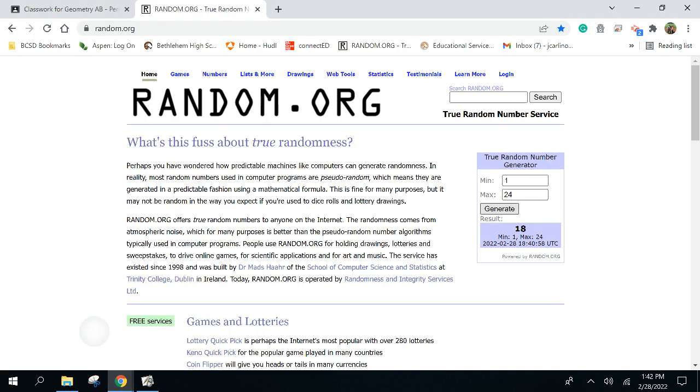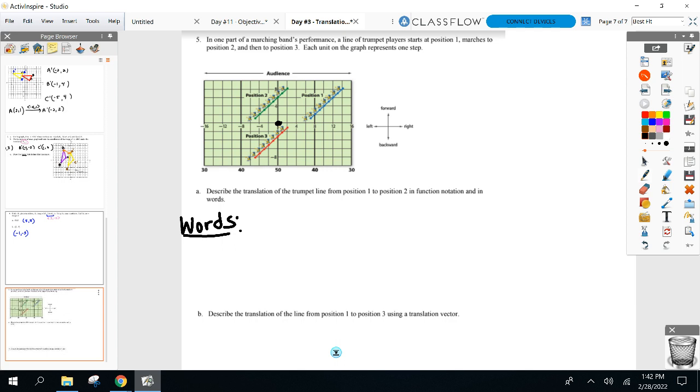All right, tell me how to get there in your own words. 17, how do I go from position 1 to position 2? Go left 12. That's it. I don't have to go up or down. Left 12. Okay, left 12. All right, now let's put it in function notation. That was the very first type of notation I gave you in your notes.